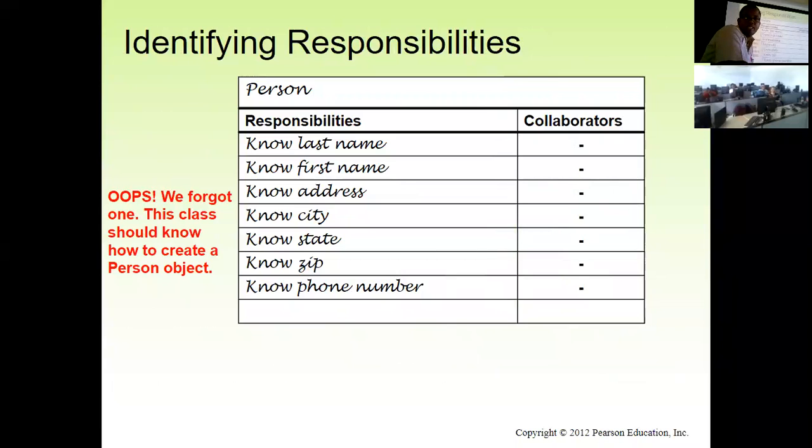Identifying responsibilities, let's think about the person class, which we already decided on earlier. Some of the responsibilities the person class will have: it should know its last name, know its first name, know its address, city, and basically know what is in each of the attributes. Now, notice we left out one. Did you realize that one? What did we leave out?